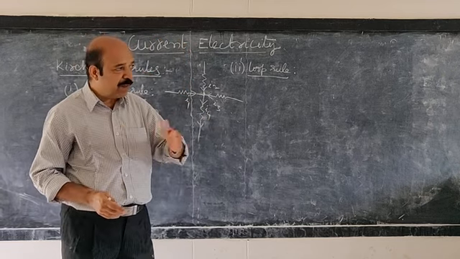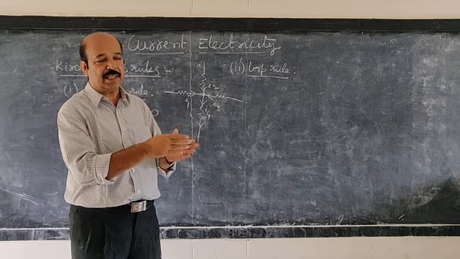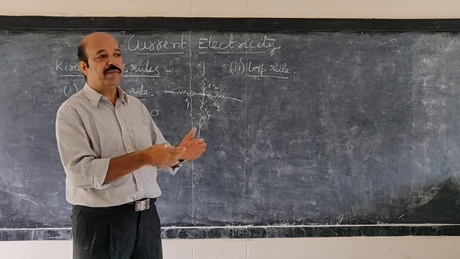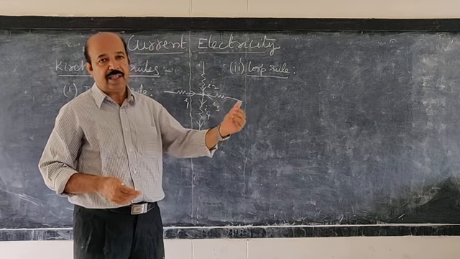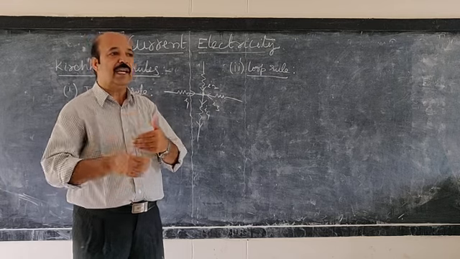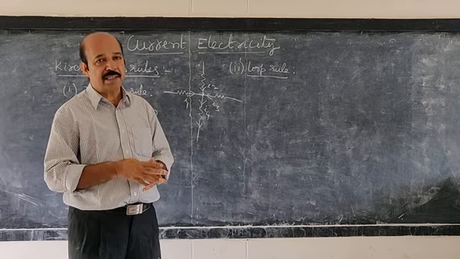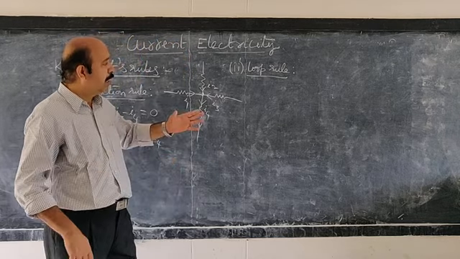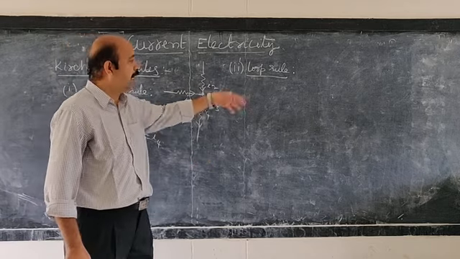Similarly, the EMF of the cell is taken as positive if the current traverses the cell from the negative terminal to the positive terminal. And if the direction in which you travel is from positive to negative, then that EMF, which is opposite to the current direction, is taken as negative. Keeping these two important rules in mind, let us take one example of a closed electrical circuit and apply the loop rule.